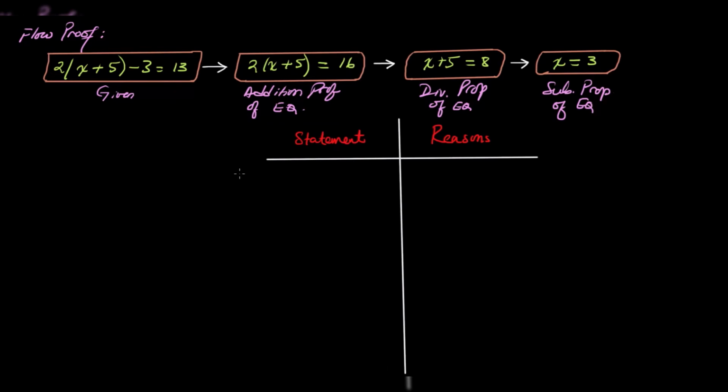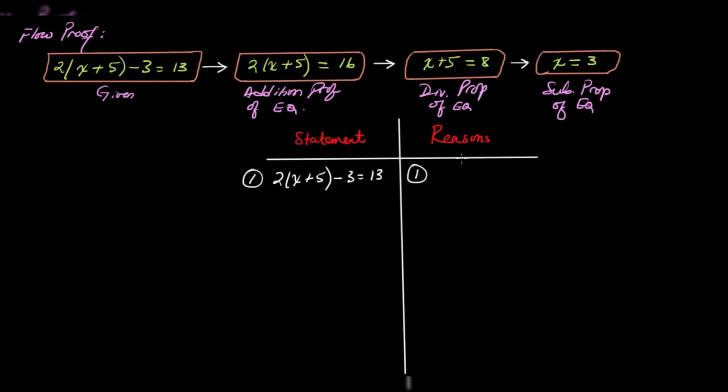As with most geometry proofs, it's usually a good idea to write down what's given to you. So this is what's given to us: 2 times the quantity x plus 5 minus 3 is equal to 13. I number each statement because over here I write the corresponding reason. Here I wrote the statement, and the reason for statement number 1 will be listed here. The reason this is true is because this is given information to us.